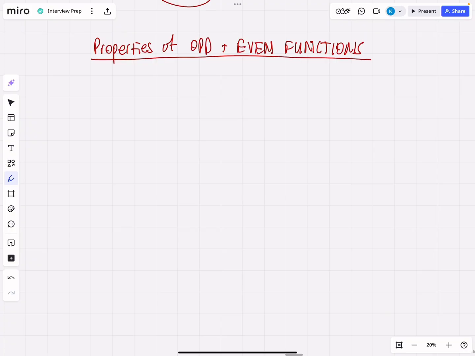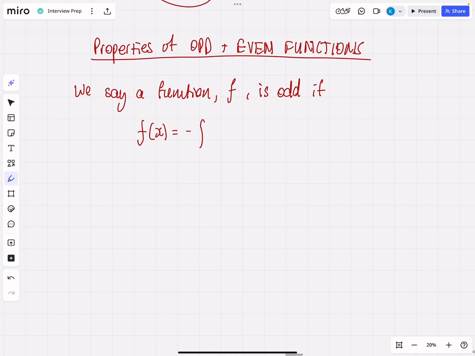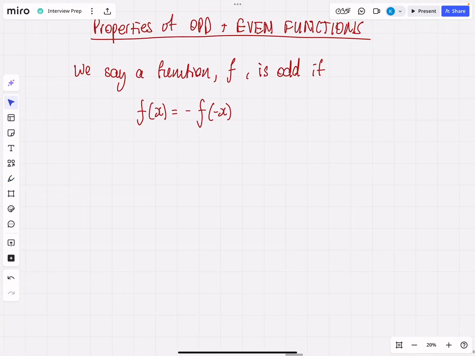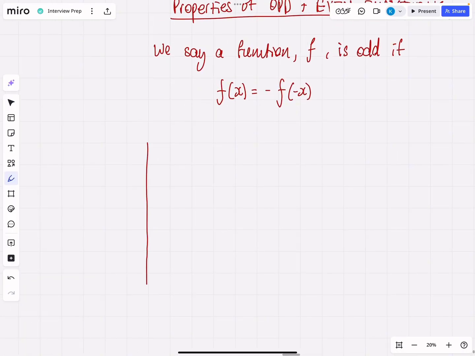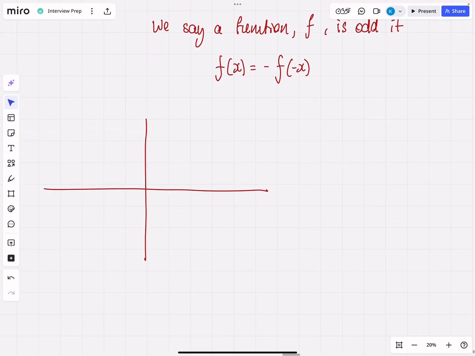Okay, so we say a function f is odd if f of x is equal to minus f of minus x. I'm going to show you some examples of odd functions, and you'll see what I mean. My favorite odd function is y equals sine x.